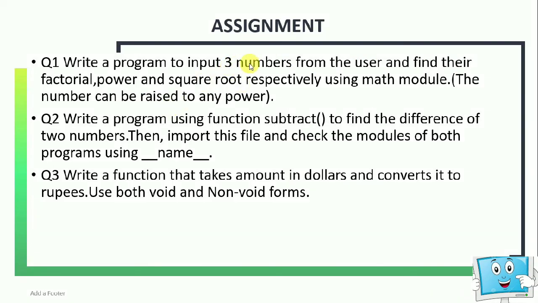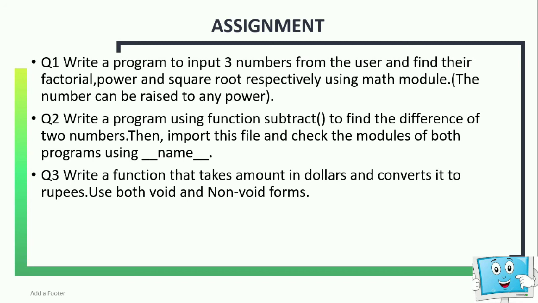Now we have the assignment part. The first question is, write a program to input 3 numbers from the user and find their factorial, power and square root respectively using the math module. So you have to take 3 numbers from the user. For the first number you have to calculate the factorial, for the second number power, and for the third number square root. And in this you have to import the math module, and the number can be raised to any power.